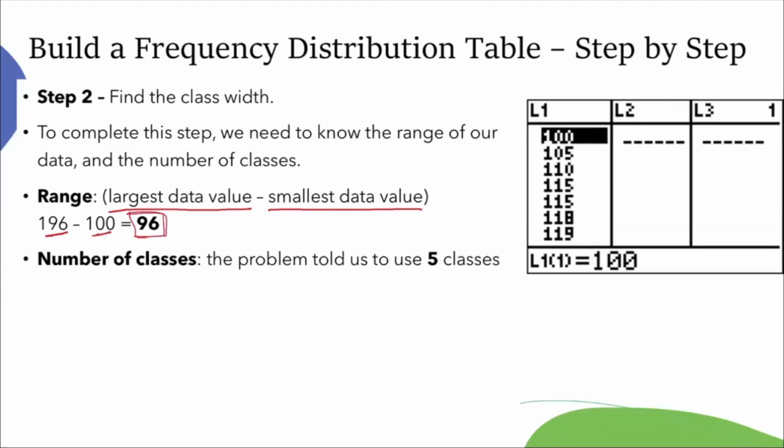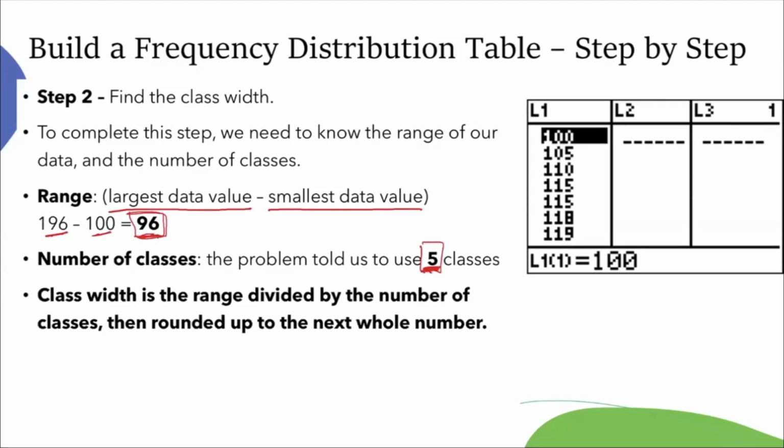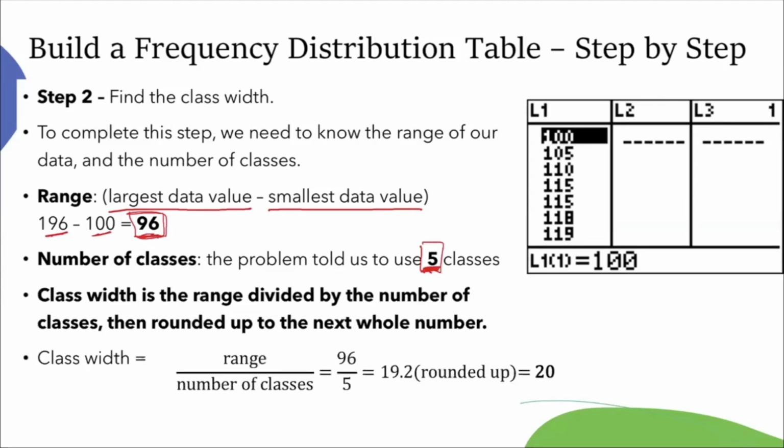Each problem is going to provide you the number of classes that are required. So here the number of classes was 5. We take our range and we divide it by the number of classes. And then we go up to the next whole number. So this is the only time in this class that we are going to not follow normal rounding rules, and we're going to go up to the next whole number regardless of anything that occurs after the decimal point. When we take 96 and divide it by 5, the answer is 19.2, but we are going to round that up to 20 regardless of what's after the decimal point.